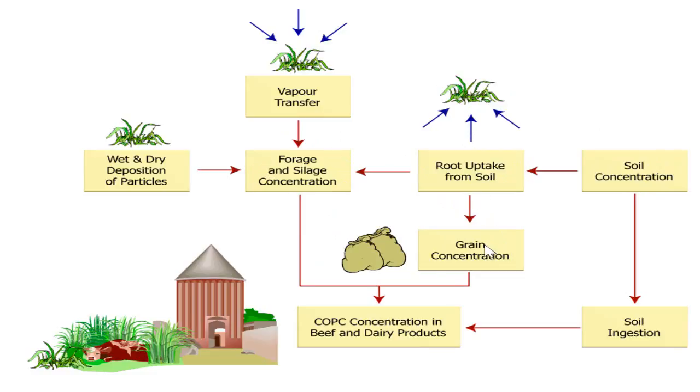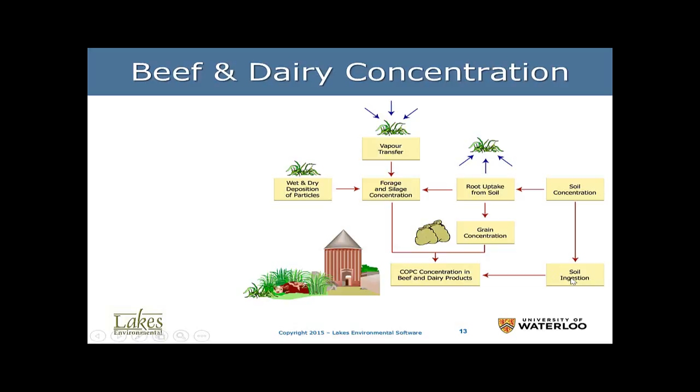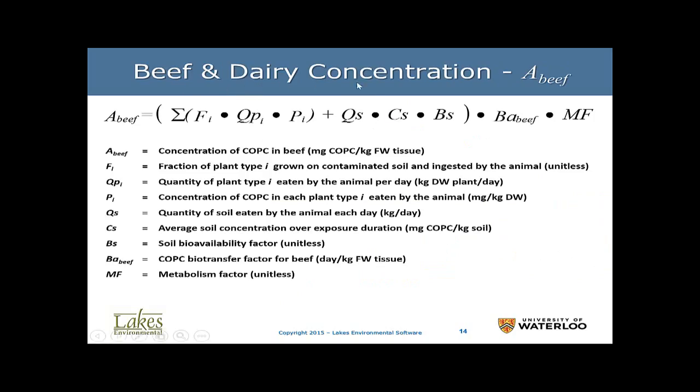Now we could have grain concentration directly from here, because the grains are protected from the direct deposition over the plants, but the grass will not have that protection. When we store the grass, for example, it will contain on the surface of the leaves a concentration of pollutants. Then once we have this, we will compute the concentration in beef and dairy products. Remember that animals, as they graze, ingest a little bit of soil, so we must account for this ingestion. This is how we compute the beef and dairy concentration.